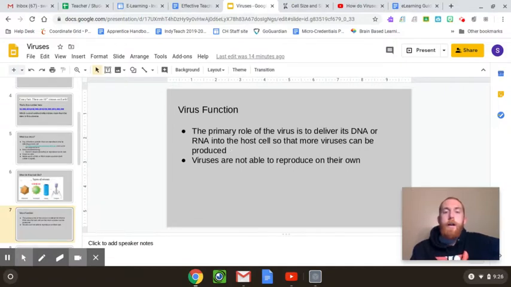Their main job is to deliver their DNA or RNA into a host cell so that their virus can be produced, so they can reproduce inside the host cell. They're not able to reproduce on their own, which makes them not be classified as a living thing. They're only able to reproduce once they have a host cell, so that makes them a parasite.